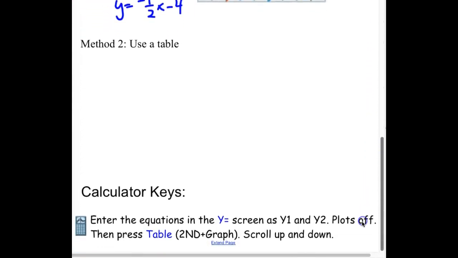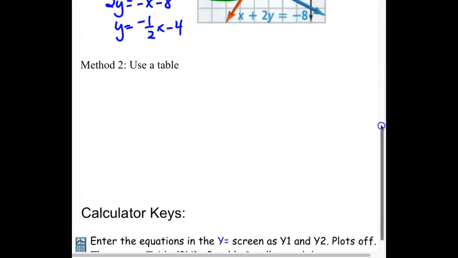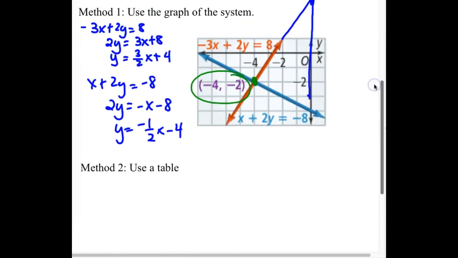The second option for solving that is to use a table. And we have our graphing calculator. So go ahead and in the y equals screen, enter these two equations. I want you to enter them this way, solved for y. All right, I'm going to pause the recording and let you get that done.